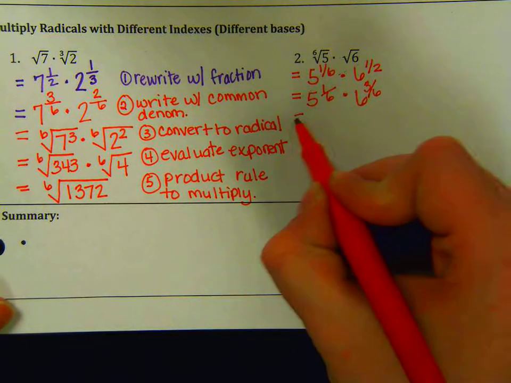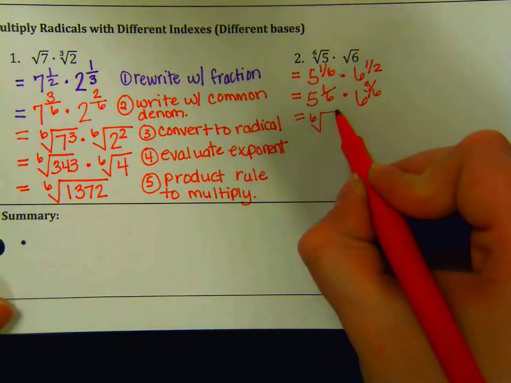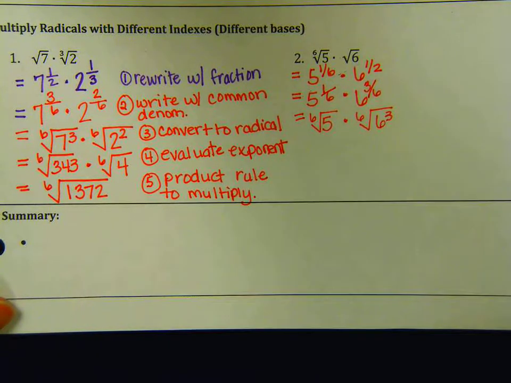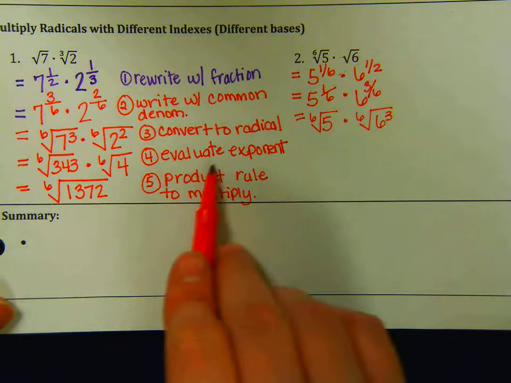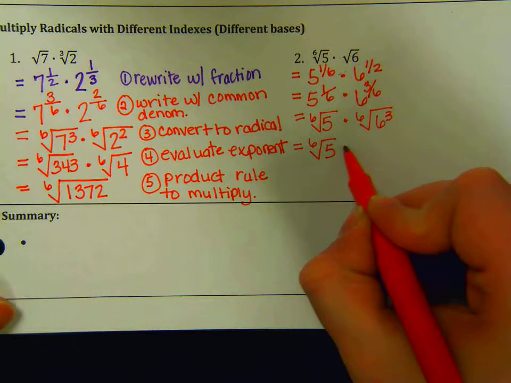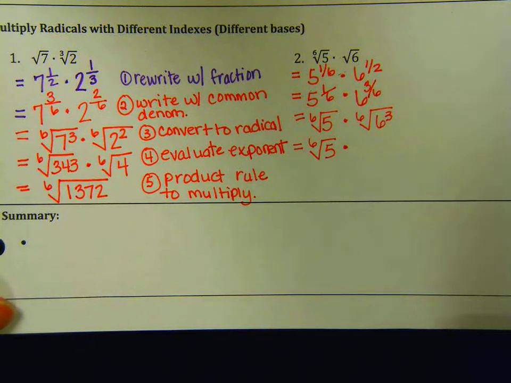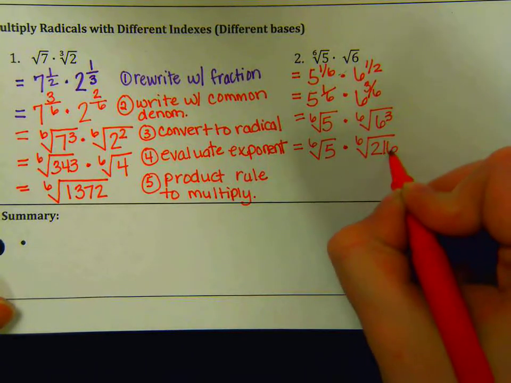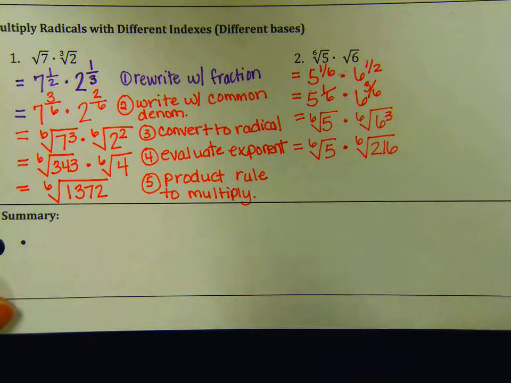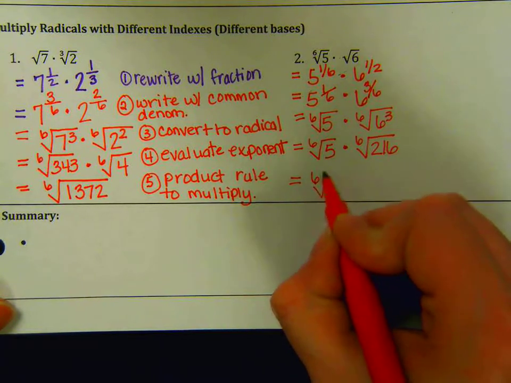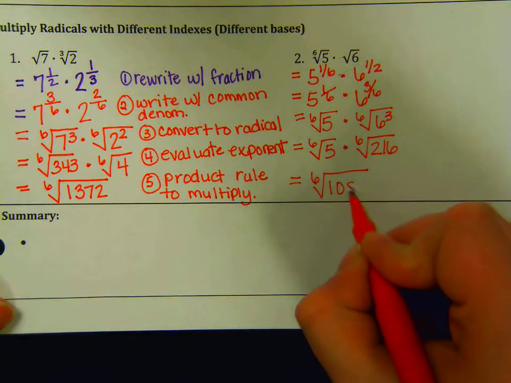Step 3, convert back to a radical, so I have the 6th root of 5 times the 6th root of 6 cubed. Evaluate exponent. Well, the first one didn't have an exponent, so I can just rewrite it. Then 6 cubed is 216, so the 6th root of 216. Final step, use your product rule to multiply them together. So 5 times 216 is the 6th root of 1080.